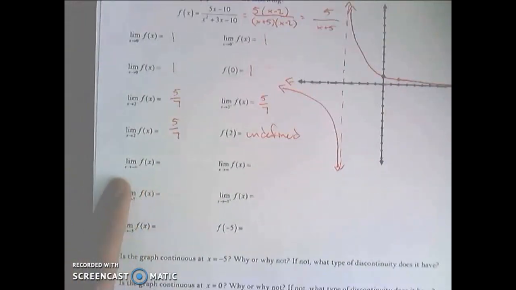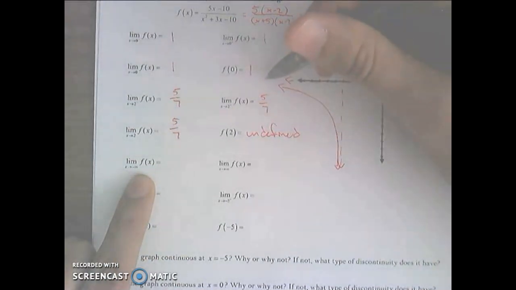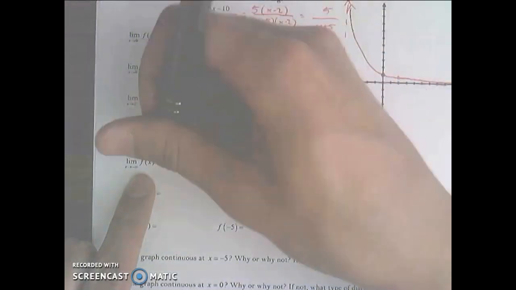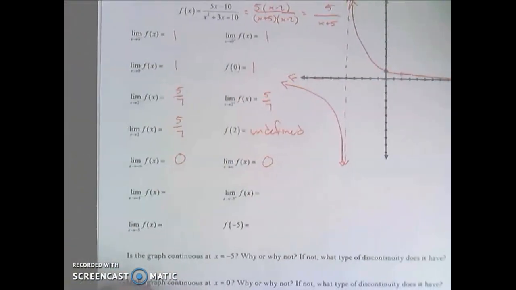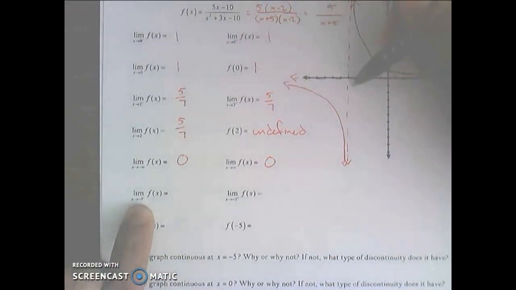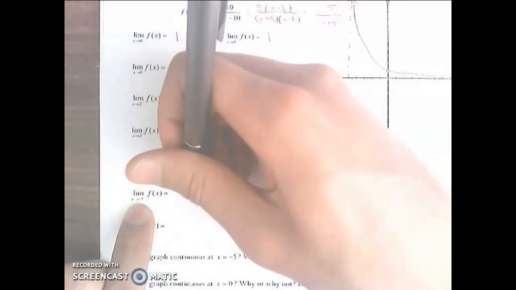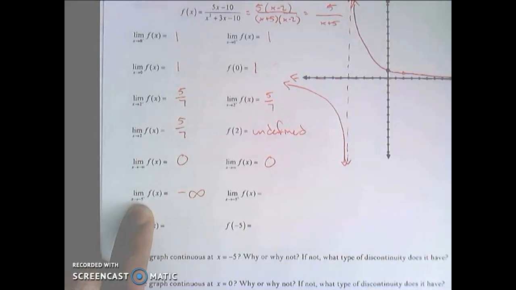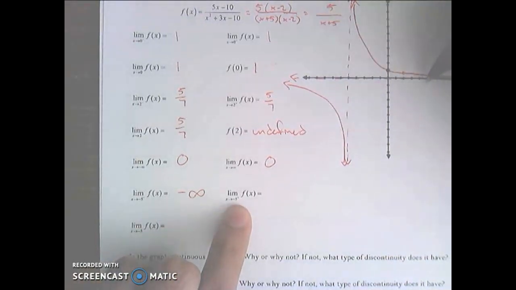Okay? As x approaches negative infinity, so as we move to the left, our function gets really close to 0. It's approaching this horizontal asymptote. And on the right-hand side, again, we're approaching 0, that horizontal asymptote, as x approaches infinity. And then as we're approaching -5 from the left-hand side, so this is our vertical asymptote from the left-hand side, we're approaching negative infinity.